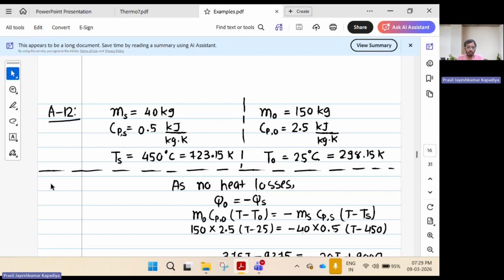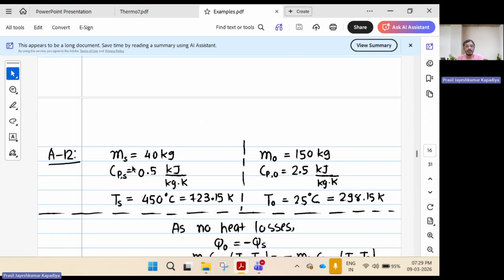Okay. First, I have listed out the data: the mass of the steel casting is 40 kg, the mass of oil is 150 kg, Cp of the steel casting is 0.5 kilojoules per kg Kelvin, Cp of oil is 2.5 kilojoules per kg Kelvin, and the temperature of the steel casting was given as 450 degrees Celsius.